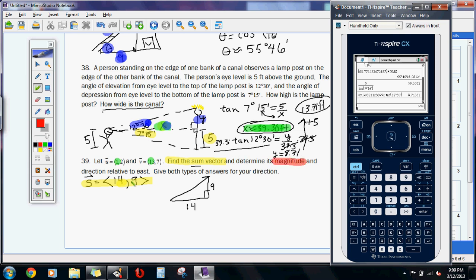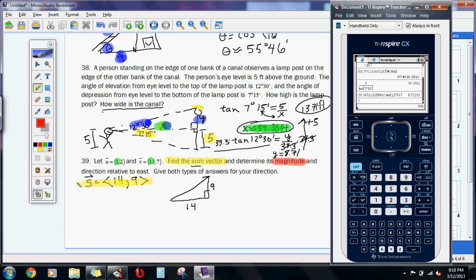Well, the magnitude of the vector is the same thing as actually just calculating the length of the vector. Now, we have talked about the distance formula with this, but I don't have these ordered pairs right here. Sure, you could make one up. You could make this 0, 0, and you could make this one 14, 9. But it's easier just to think of it as a right triangle.